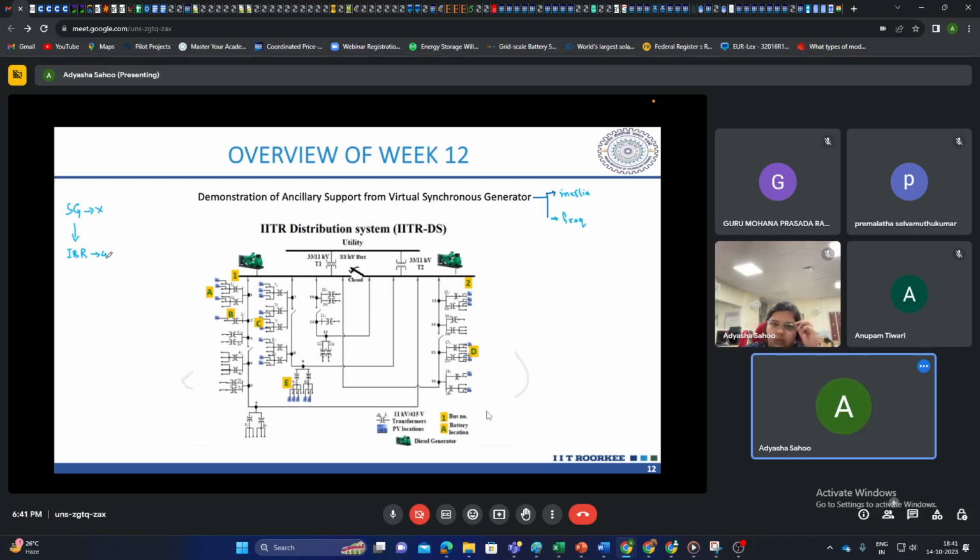So here you can see the IITR distribution system we are considering. There are certain feeders here, and we have diesel generators. Then we have solar panels deployed at various locations throughout the campus. Then we have batteries that we consider to be deployed. The A locations you see are the locations for the batteries that we consider being deployed in the system.